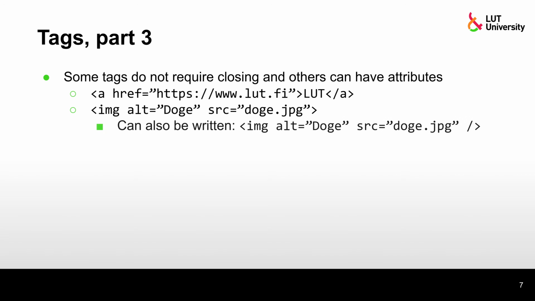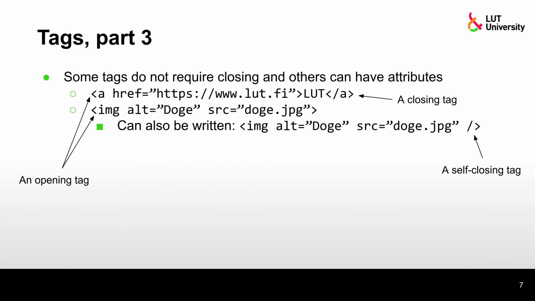This can be written as a self-enclosing tag. So in the end there is a slash, and this is how you did it with XHTML. There you had to have some enclosing, and then there can be these self-enclosing tags. So we have an opening tag and a closing tag, but only here in the link, not in the image. And you can have self-enclosing tags if you wish to.